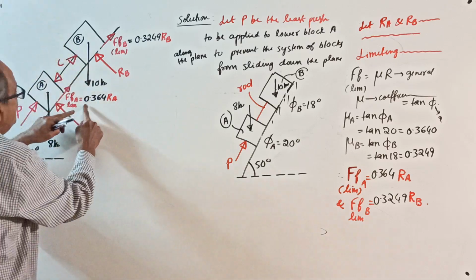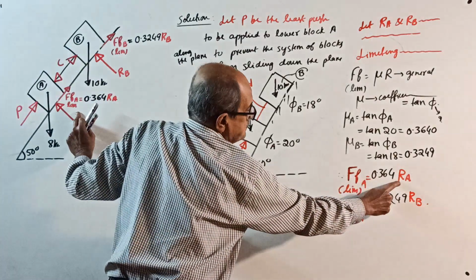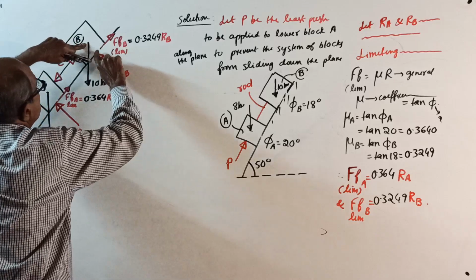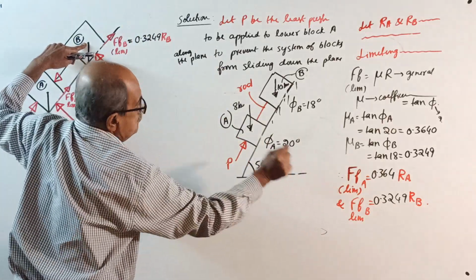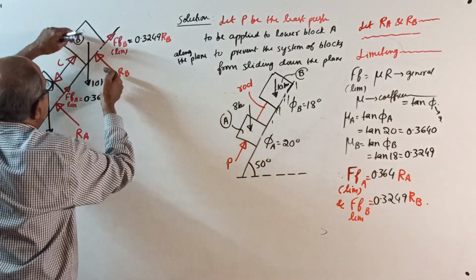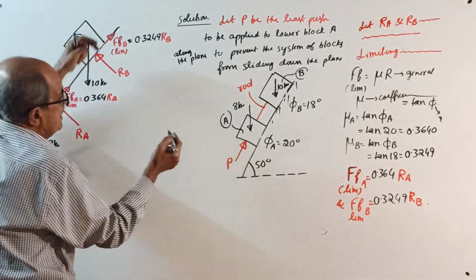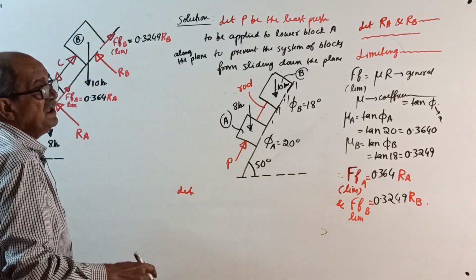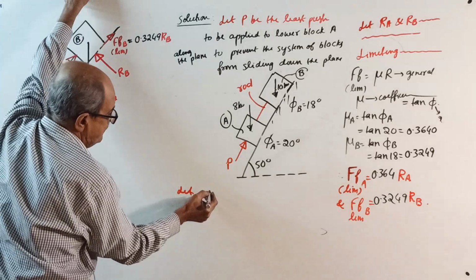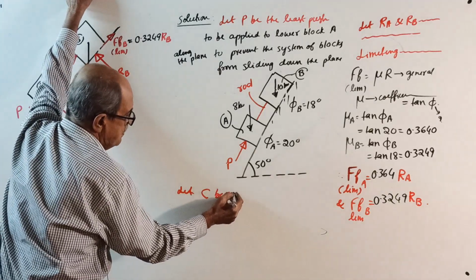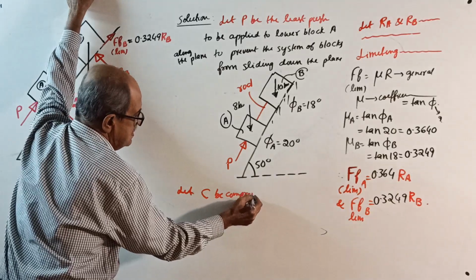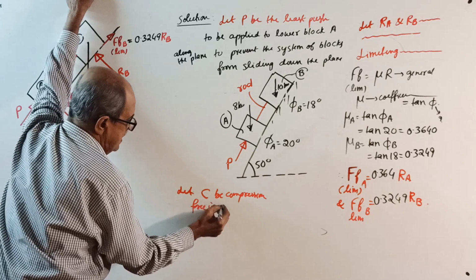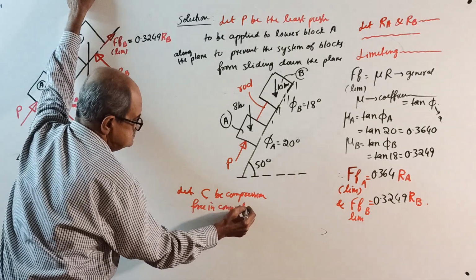F limit for A is 0.364 RA. Here, weight 10 kilonewton, F limit is 0.3249 RB, and reaction RB. Oh, one thing I forgot. You have to write one more thing. Now the connecting member will be in compression. Let C be the compression force in the connecting rod.